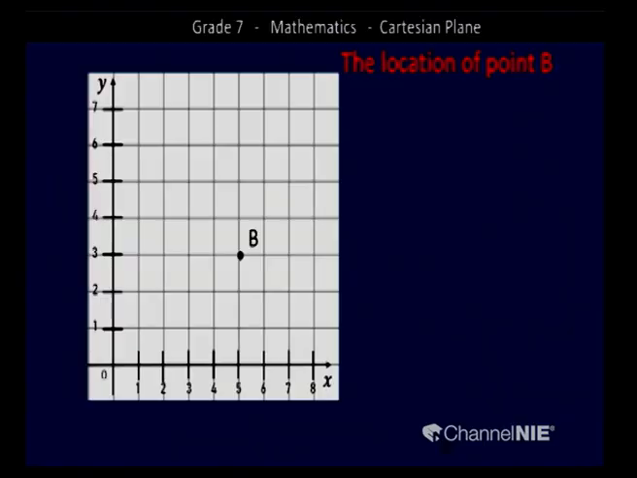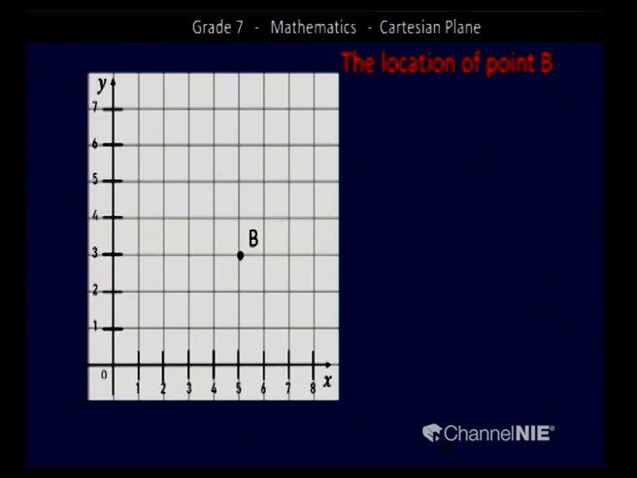Right. Now, I have taught you. By now, you know how to write the coordinates of a marked point. Now, I am going to give you some questions and see whether you can write the coordinates of these marked points. Question number 1. Find the location of point B. So, we will find the location of point B now.